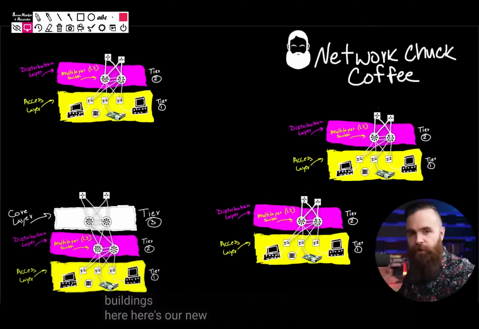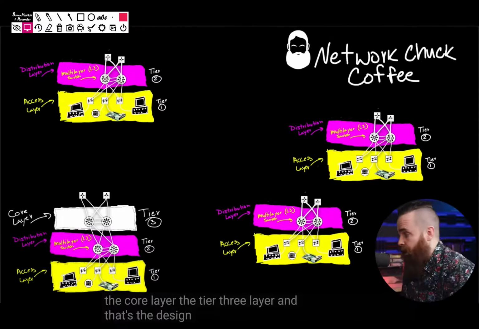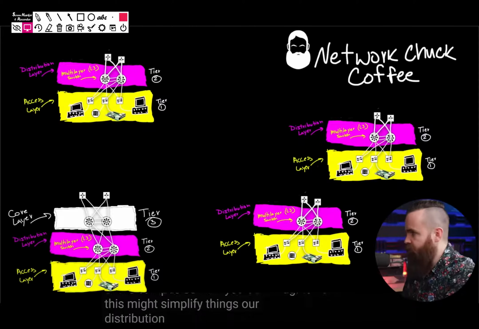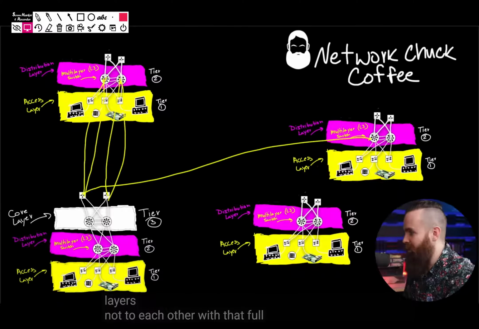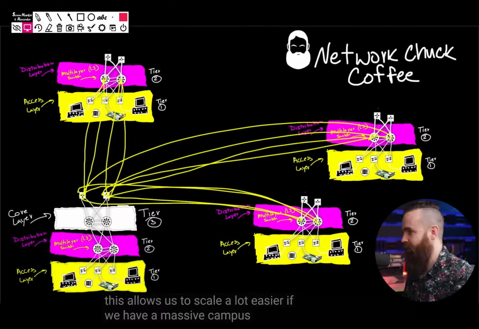Looking back at our 4 buildings here, here's our new design with a tier 3. Notice that only one of the buildings has the core layer, the tier 3 layer, and that's the design, right? The core layer is the core for the entire campus. So now you can imagine how this might simplify things. Our distribution layers will connect back to our core layers, but just to the core layers, not to each other with that full nasty mesh like we had before. This allows us to scale a lot easier if we have a massive campus. So this is a bit better.